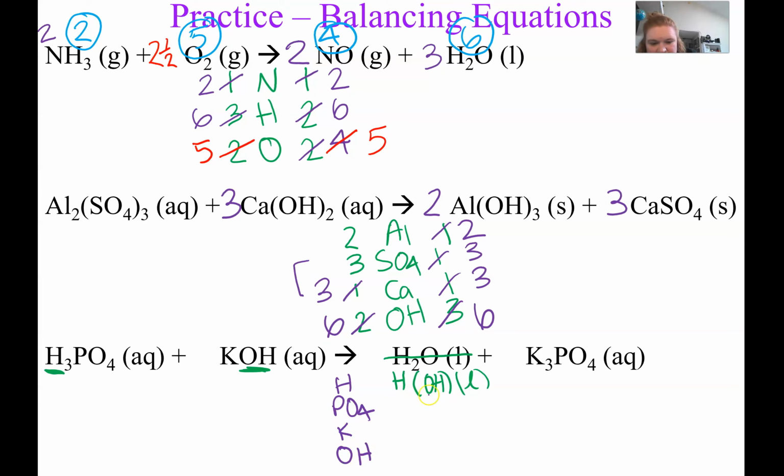So it matches up with our ions on the left-hand side a little bit better. So I have 3 hydrogens, 1 phosphate, 1 potassium, 1 hydroxide. On the right-hand side, 1 hydrogen, 1 hydroxide, 3 potassiums, and 1 phosphate. So as of right now, the phosphates are balanced and the hydroxides are balanced. So let's start with the potassiums. I'm going to put a 3 right here.